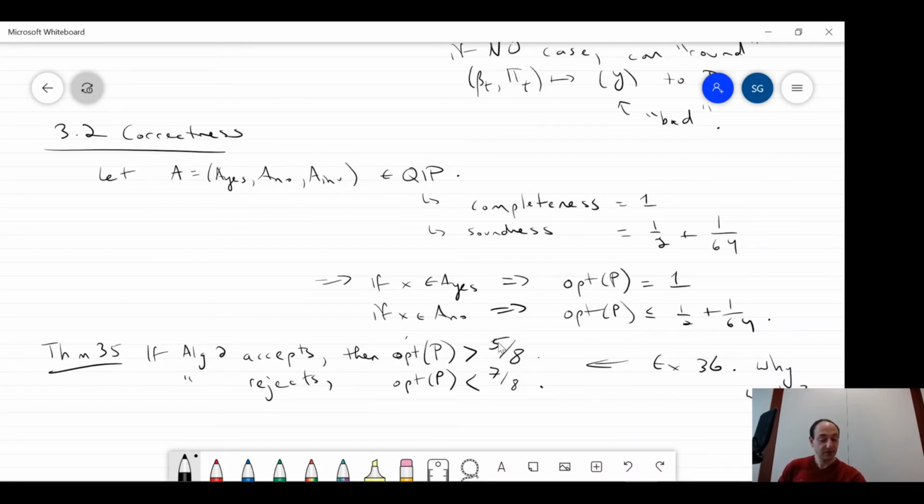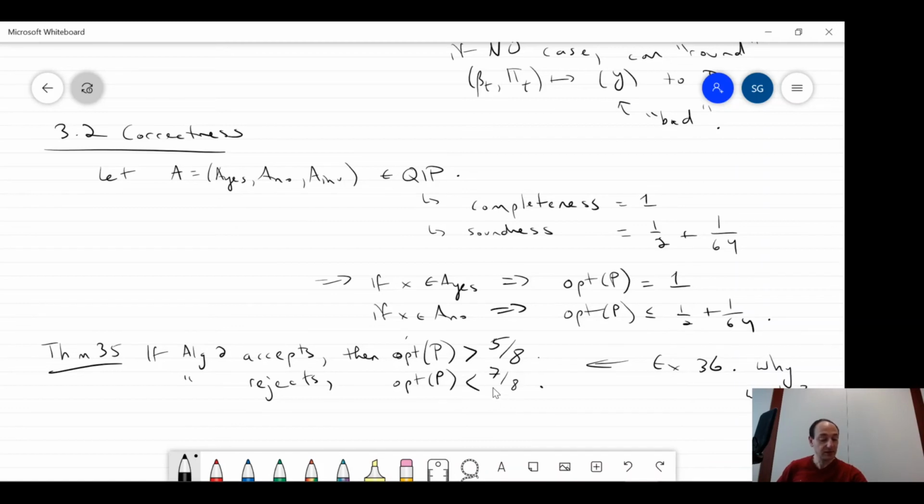But basically, the only way you can get 5/8 is if you're in the yes case. If the real solution was 1, then it's possible for us to get 5/8. But if the real solution was a half plus 1/64, that's strictly smaller than 5/8. There's no way you're going to yank out a solution now that will give you at least 5/8 in this algorithm, because ultimately the algorithm will only give you something that's upper bounded by the true optimal value.